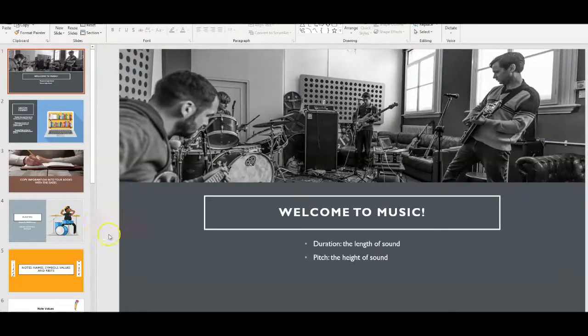This term we will be starting a new topic called duration and pitch. And we're going to be learning about how musicians use pictures and symbols to represent the lengths of sound and the heights of sound. Before we get stuck into the new content, I just want to give a quick explanation of how we will be doing our learning while we are still online.